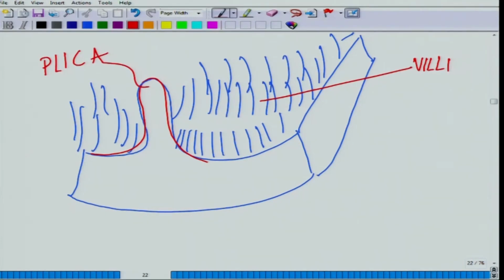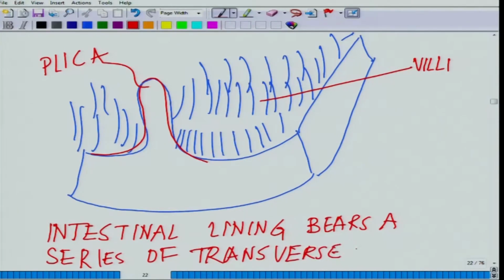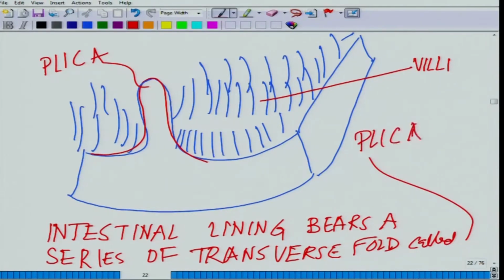If I go by the definition, the plica is basically the intestinal lining. The technical definition is that the intestinal lining bears a series of transverse folds called plicae. It is very similar to the structure we explained in the stomach, which is called rugae.